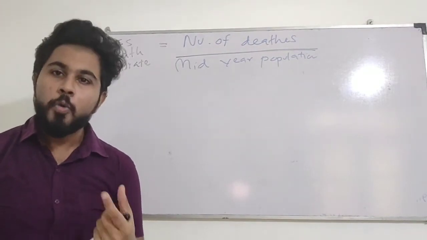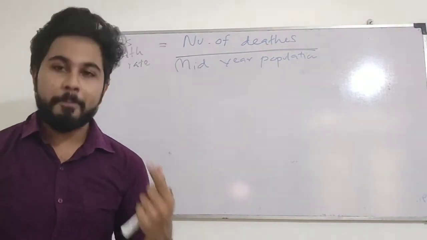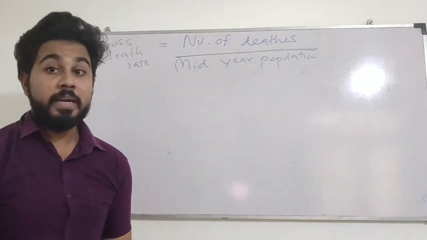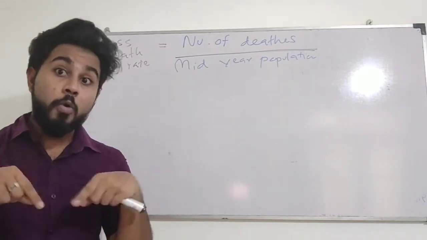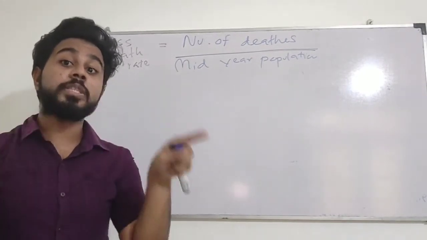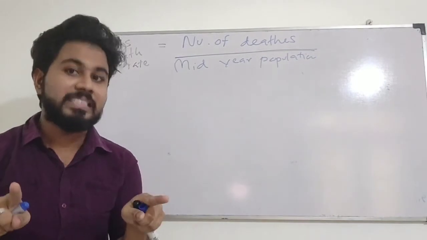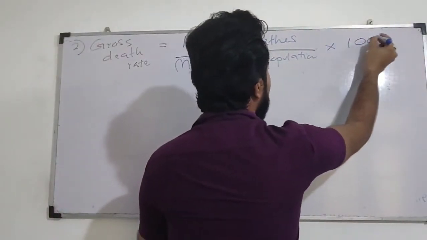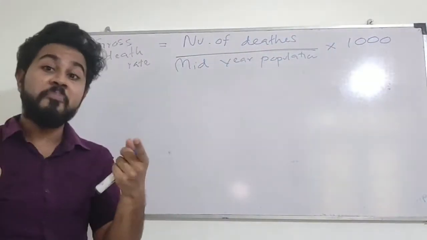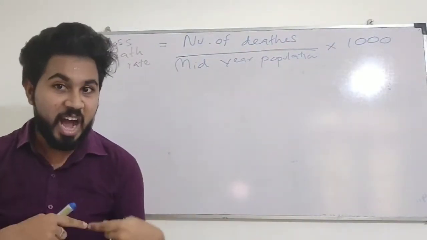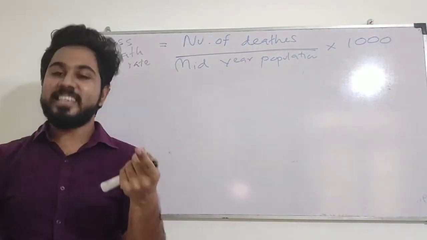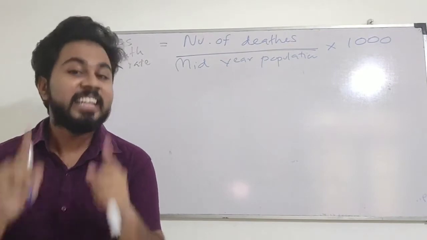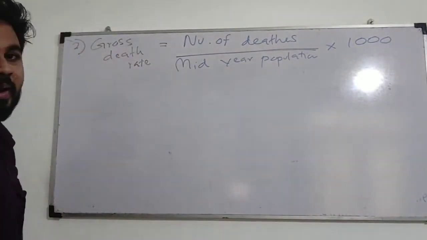That means how many death cases happened per each person. But if you want to calculate how many death cases happen per each thousand persons, then what should we do? We should multiply this by 1,000. Then what is the meaning of the answer now? How many death cases happen per each 1,000 persons in the country. Clear? That is what we call the gross death rate.